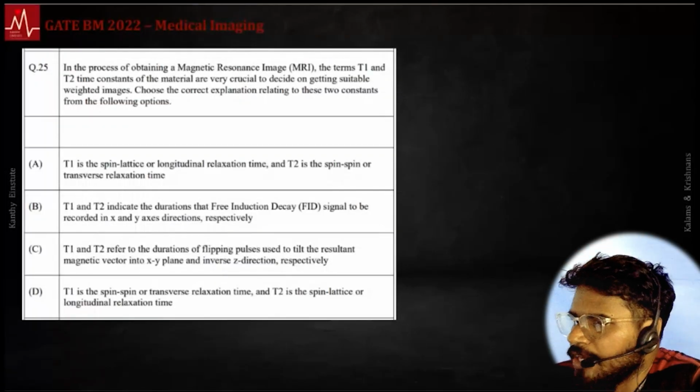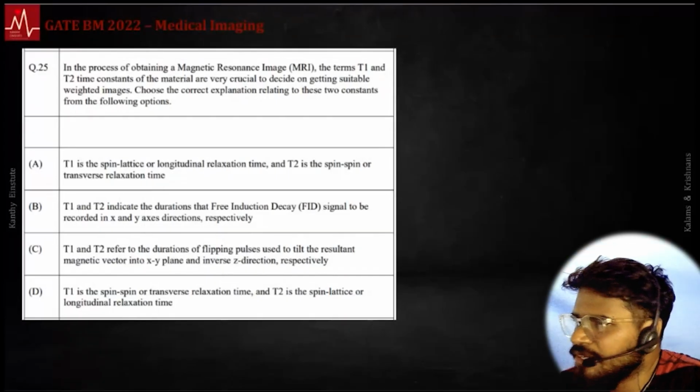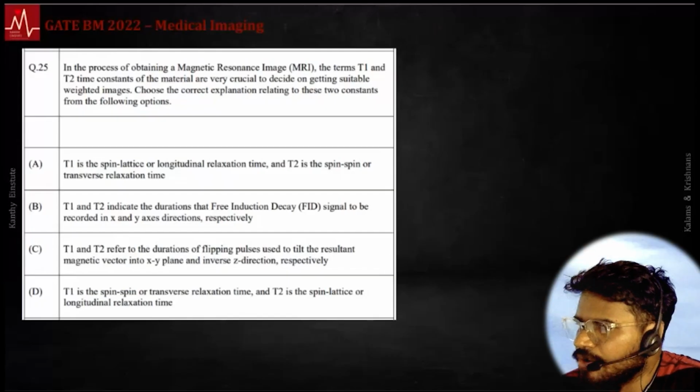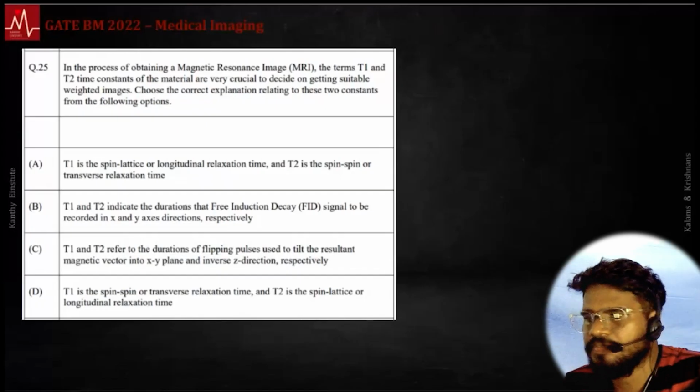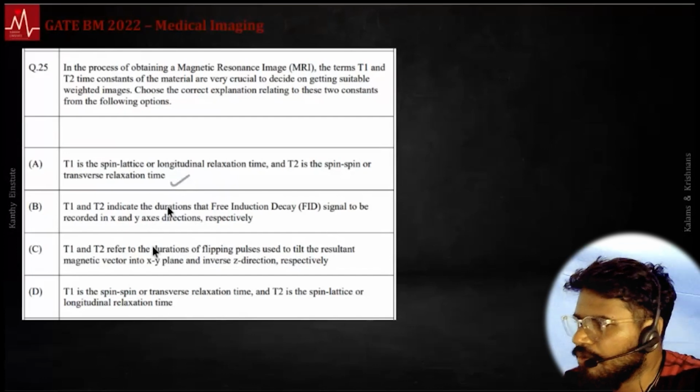In the process of obtaining MRI, the terms T1 and T2 constant variables are crucial to decide on getting a suitable image. Choose the correct explanation relating the two constants. T1 is spin-lattice or longitudinal. T2 is spin-spin transverse relaxation time. MCQ or MSQ, I don't know. So this is correct.